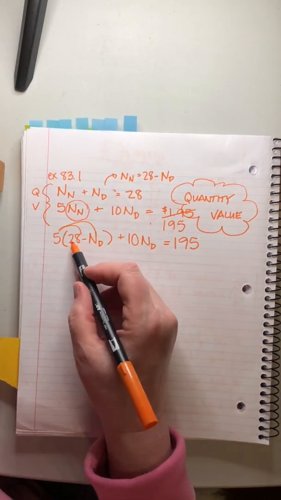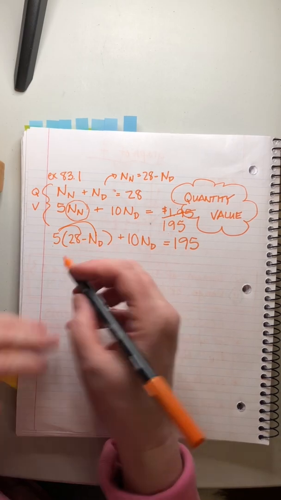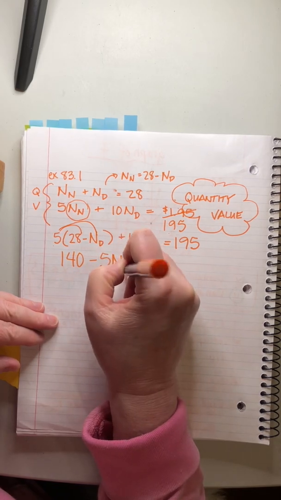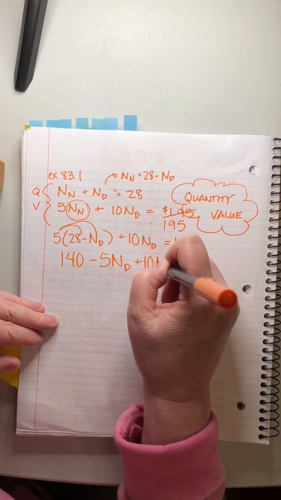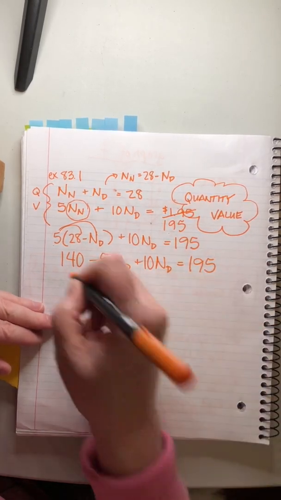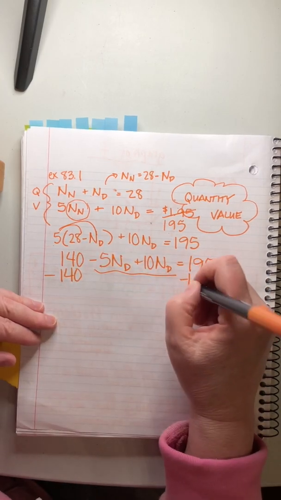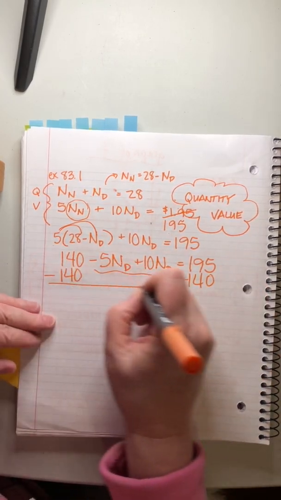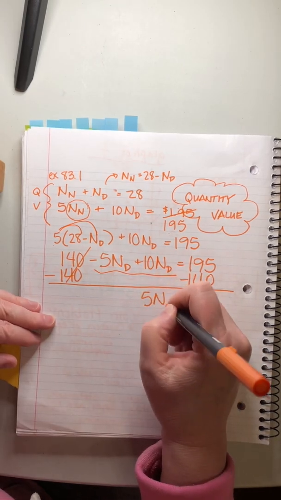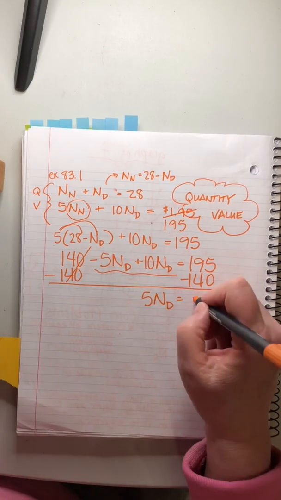Let's see. That would be 140 minus 5 times the number of dimes plus 10 times the number of dimes equals 195. All right, this is looking good. We can combine like terms and subtract 140 on the same step. So this will be 5 times the number of dimes equals, and what'll that be, 55?